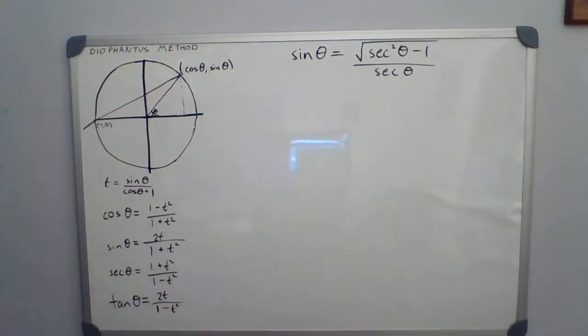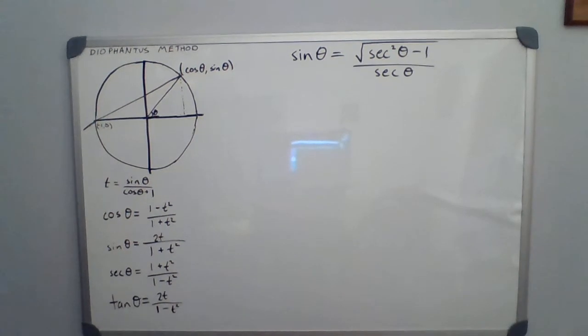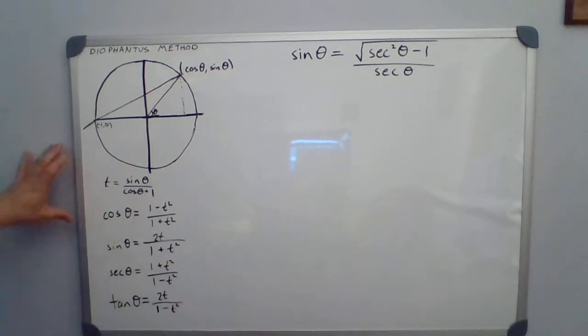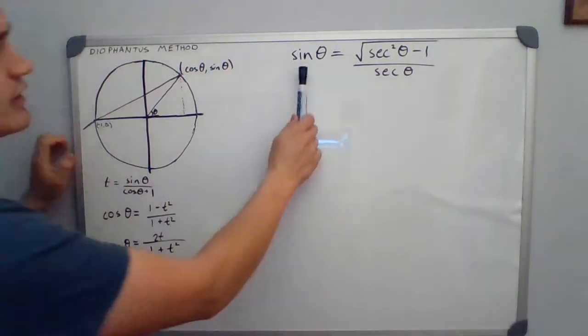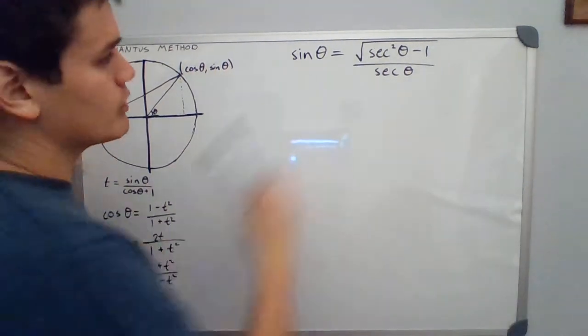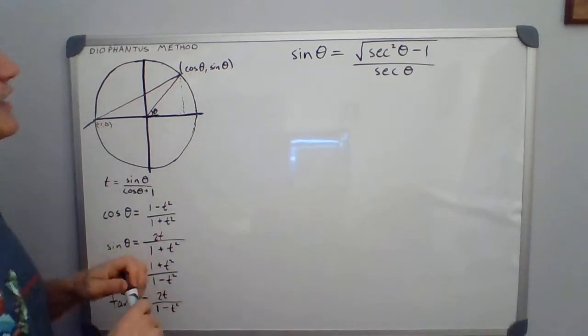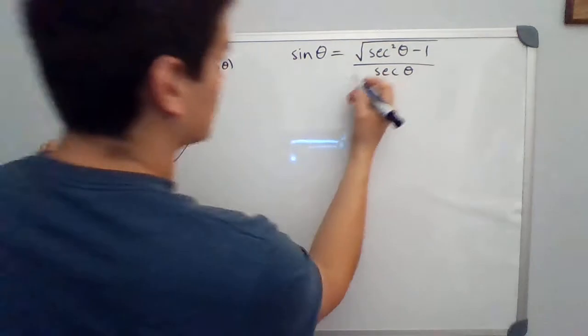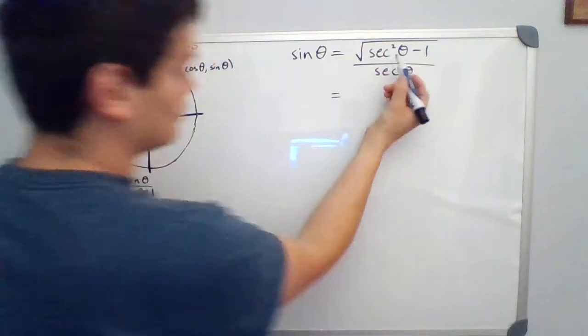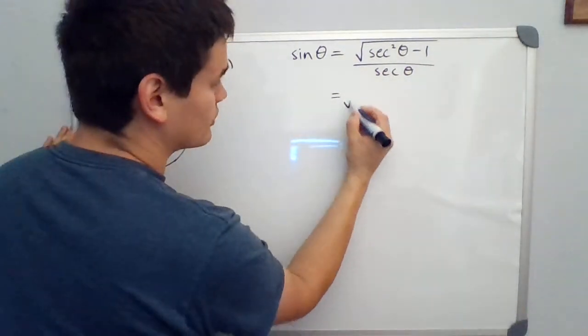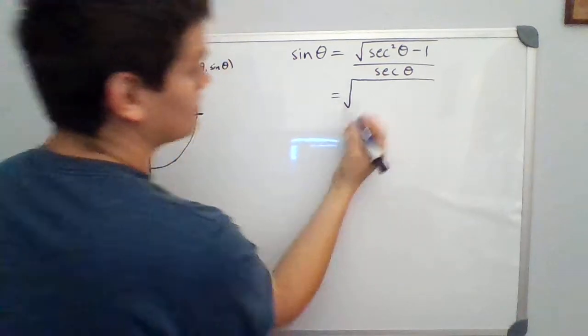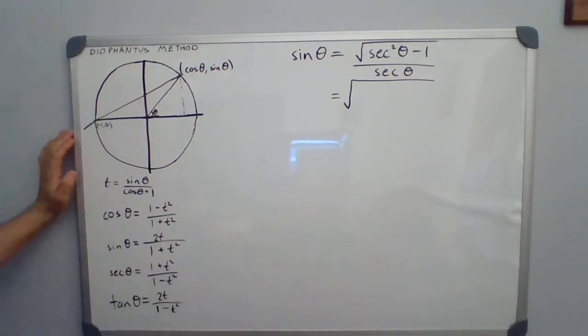Okay, in this video, I'm going to show another trigonometric identity that we can prove with our parametrization. This is going to be the sine of theta is equal to the square root of the secant squared theta minus 1 divided by secant theta. Okay, so in order to show this, we're just going to do the same thing we've been doing. We're going to substitute in the parametrization functions.